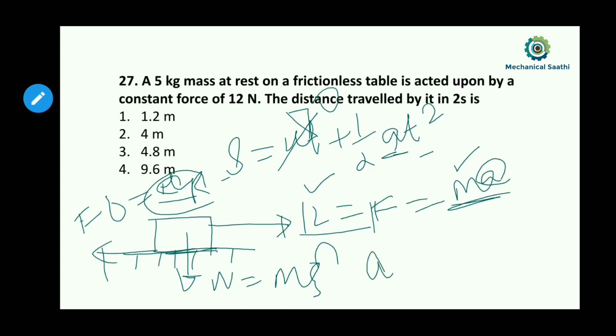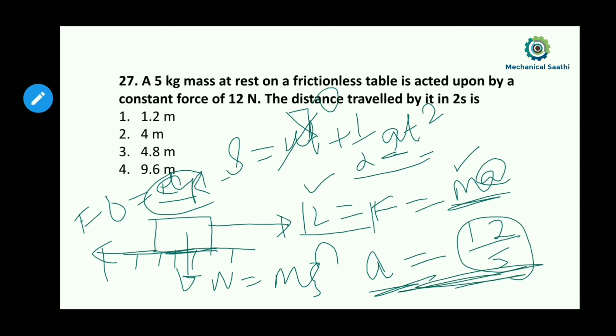So if we will be calculating the value of A, then I can write 12 divided by m, which is given as 5. So 12 divided by 5 will be the answer for your acceleration. Now we have to put this acceleration in this equation to calculate the value of this distance. So let us put the value of acceleration over here.